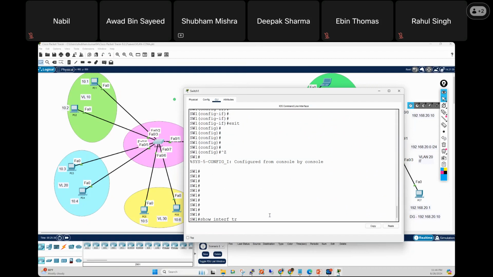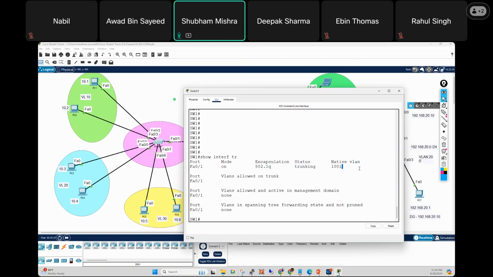Now check. Show interface trunk. What is the native VLAN? 101. What I told you: when you configure the native VLAN here, you must also configure it on switch number 2. In Packet Tracer you are not getting the error, but in a real scenario or even in GNS3, you will get the error. What is the error? Native VLAN mismatch. Understand?